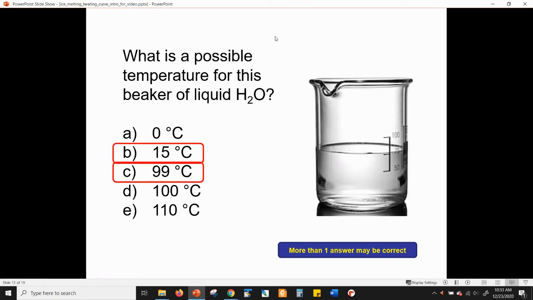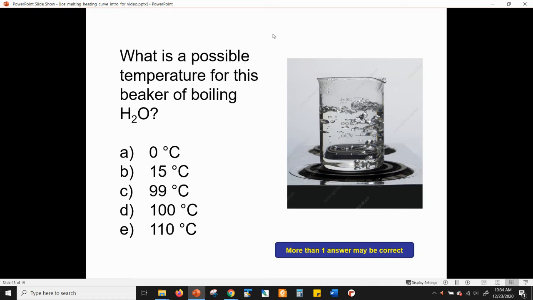Okay, if it's a liquid, it's got to be above the freezing point, above 0, and below the boiling point, below 100. So 15 degrees Celsius and 99 degrees Celsius are both possible temperatures for a beaker of liquid H2O. What is a possible temperature for this beaker of boiling H2O? If it's boiling, hit pause. Okay, if it's boiling, it can only be at 100 degrees Celsius. That's the boiling point of water.